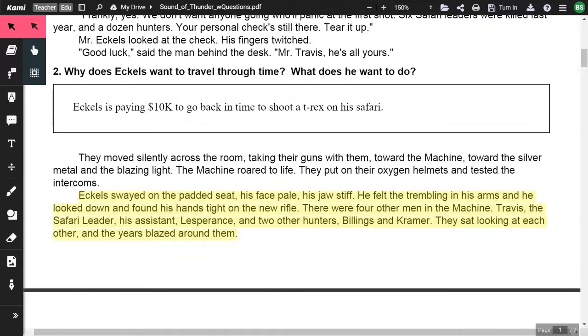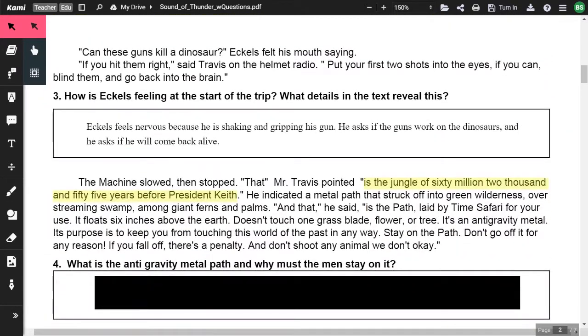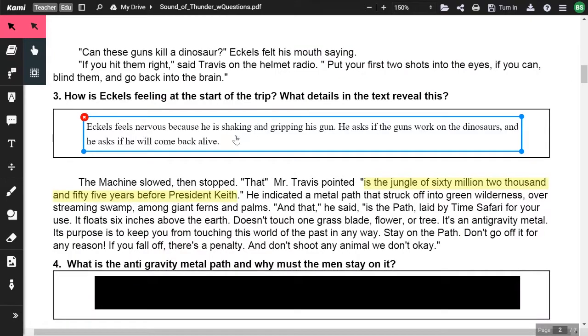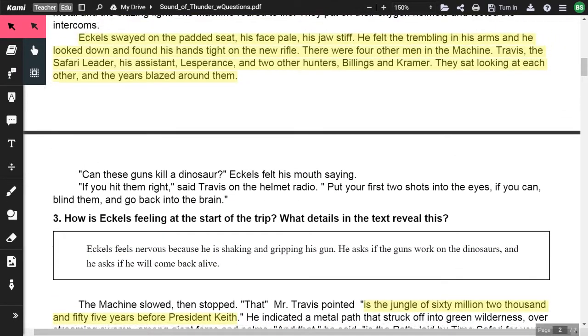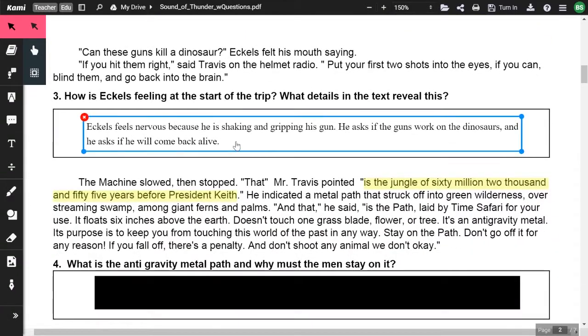He thinks that something is going to go wrong. And the man behind the counter, when he was paying the $10,000, said, hey, look, we don't want anyone going if they're going to chicken out. So you better be ready.